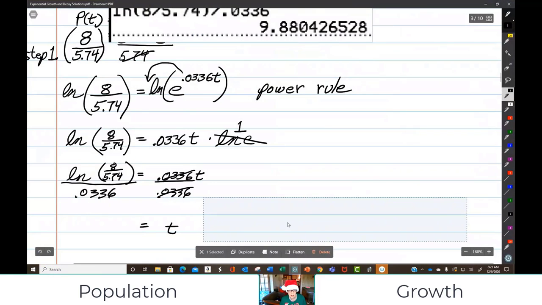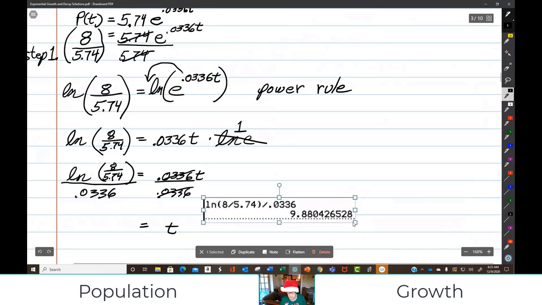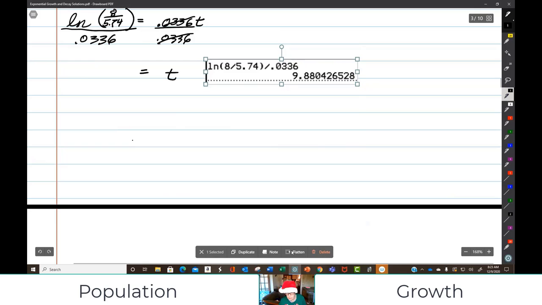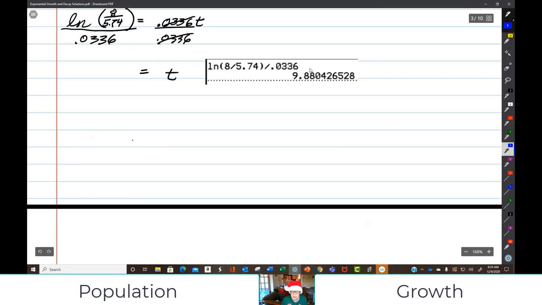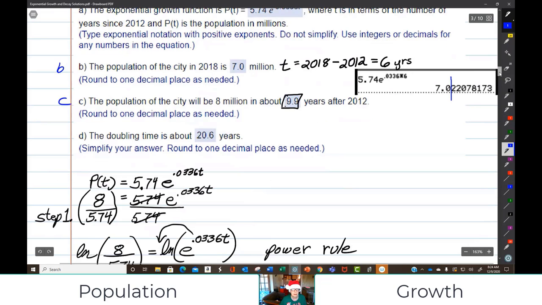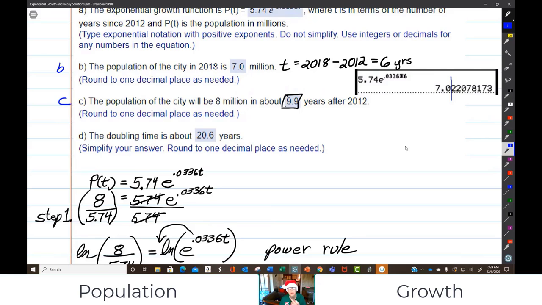There it is. All right, here's the one decimal place. I would rather do it in blue. This 8 over here will cause this 8 to round up to a 9, which will give me 9.9 years. I even forget what we were asking. Ah, see, the population of the city will be 8 million in about 9.9 years. Just between us, let's call it 10 years.